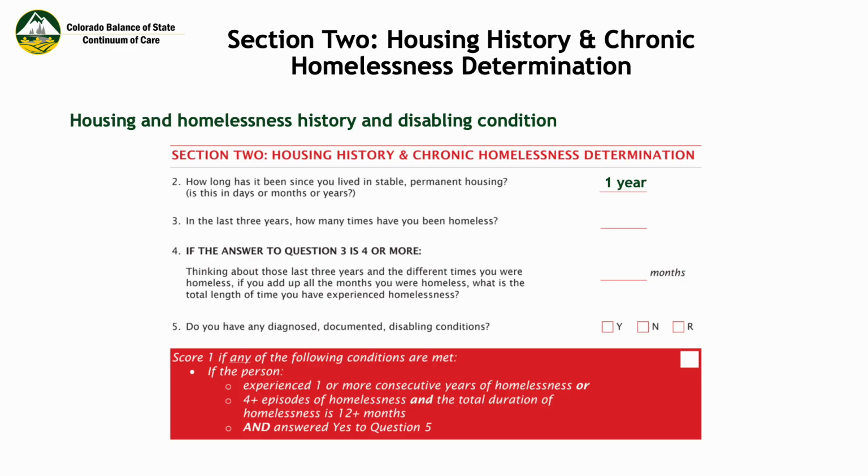In this scenario, the person said they've been unhoused, not lived in stable permanent housing for 1 year or longer. And they've only had 3 episodes in the last 3 years, so question 4 wasn't asked. Question 5, they do have a documented disabling condition. And because they have 1 or more consecutive years of homelessness and answered yes to question 5, they get 1 point for potentially meeting the definition for chronic homelessness. This determination may need to be verified at a later date.